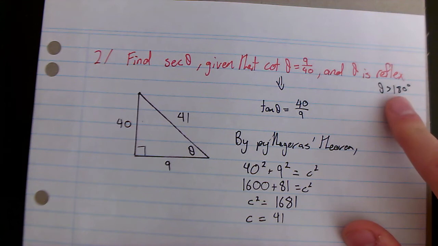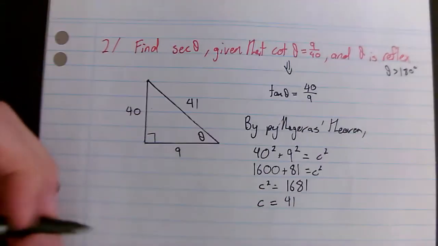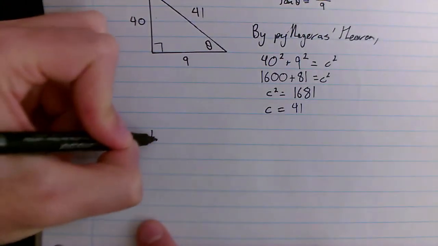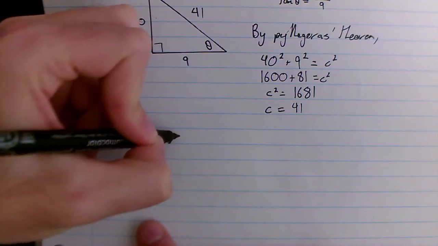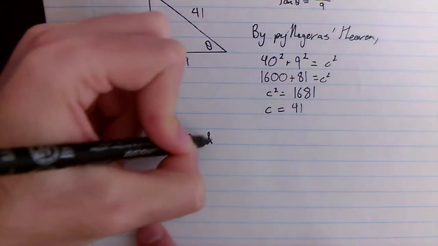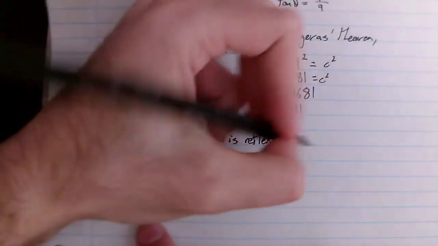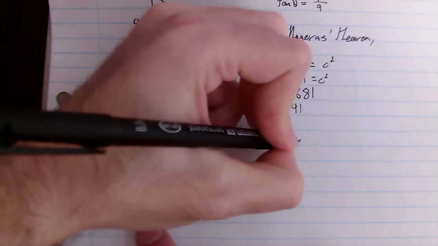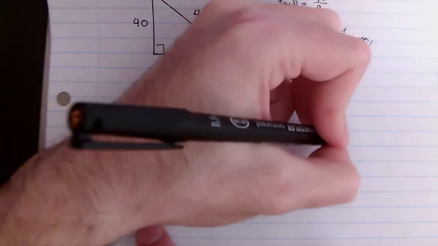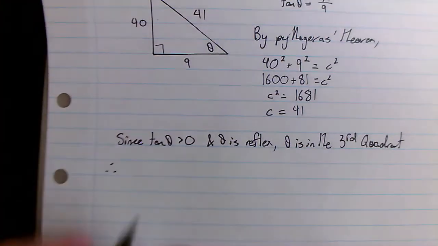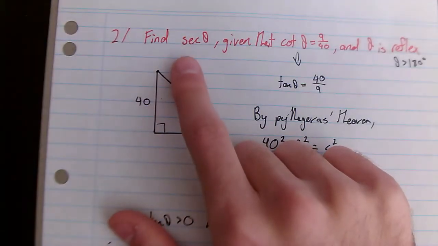Which then implies it must be in the third and fourth quadrant. So we can make a little statement: since tan theta is greater than 0 and theta is reflex, theta is in the third quadrant. Therefore, we need to find sec theta, which is basically cos theta.